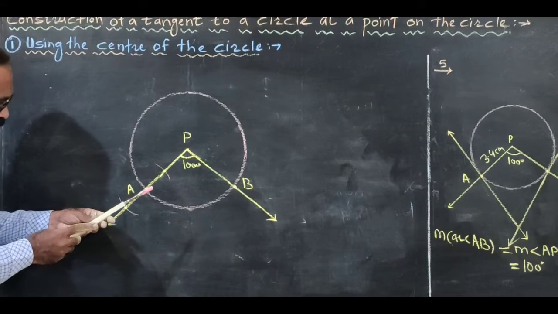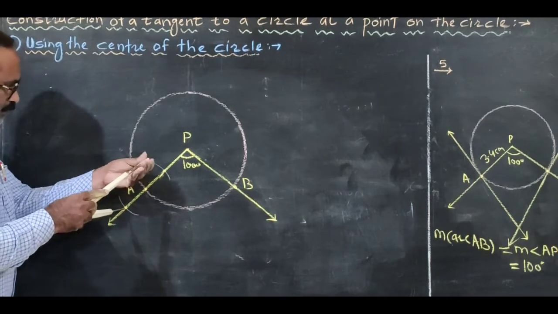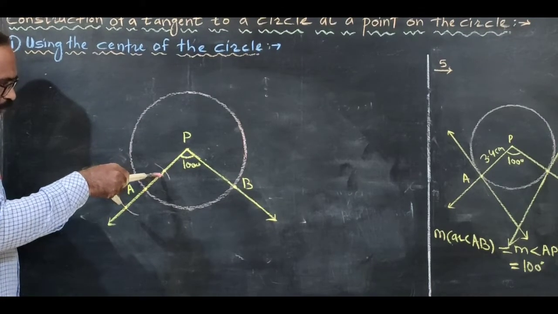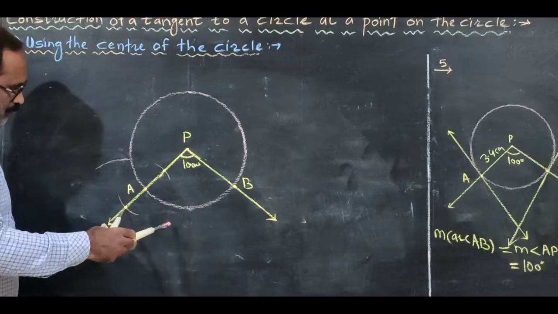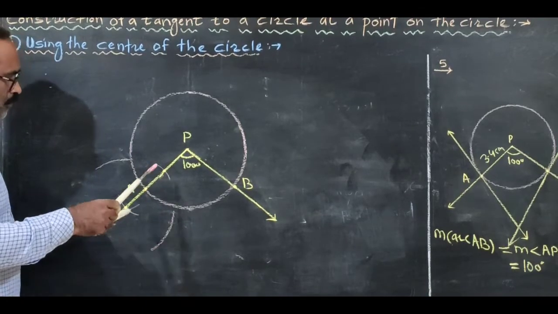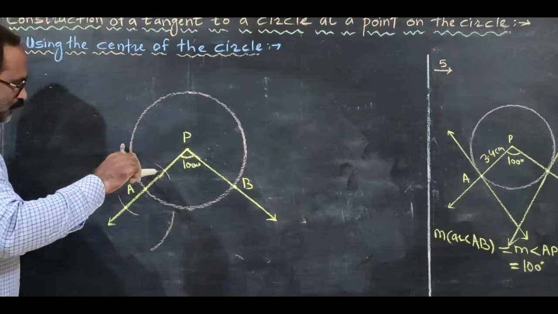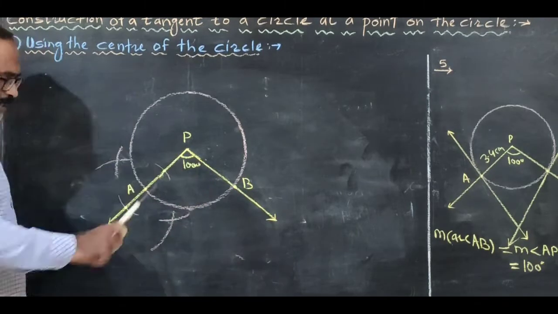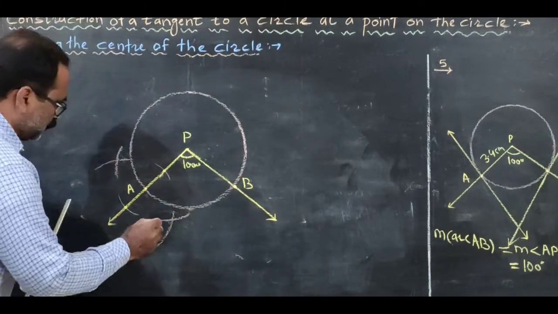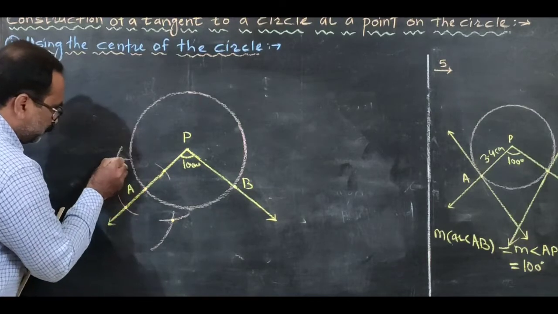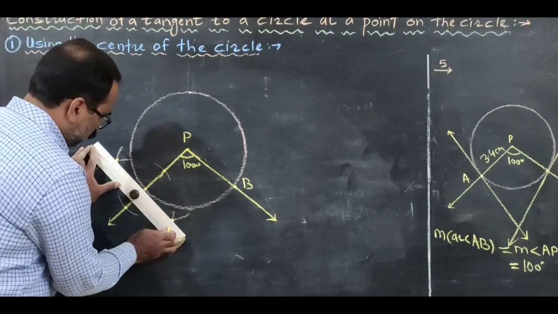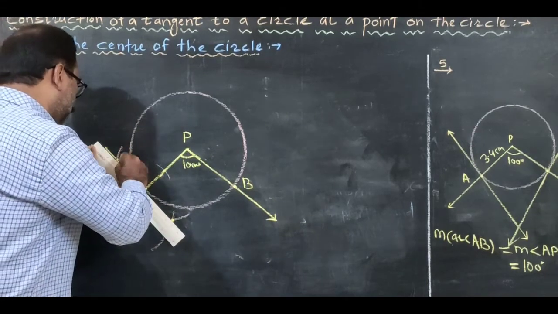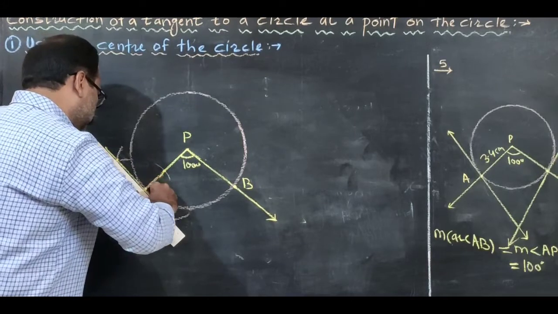We put the nib of our compass at this point. We take more than half distance of these 2 points in the compass. We draw an arc here and here. Now we put the nib of our compass at this point without changing distance. We draw an arc intersecting the previous arc. And we draw a line passing through this point.